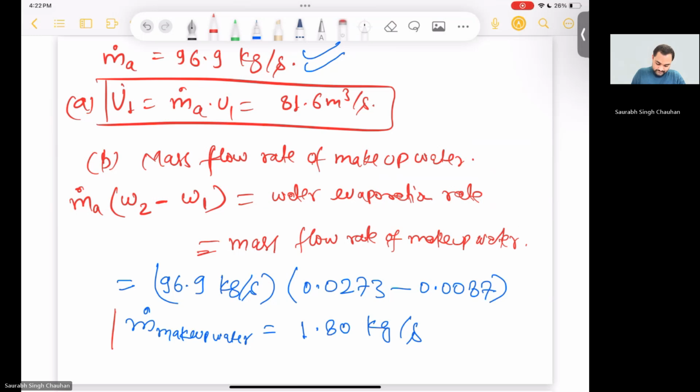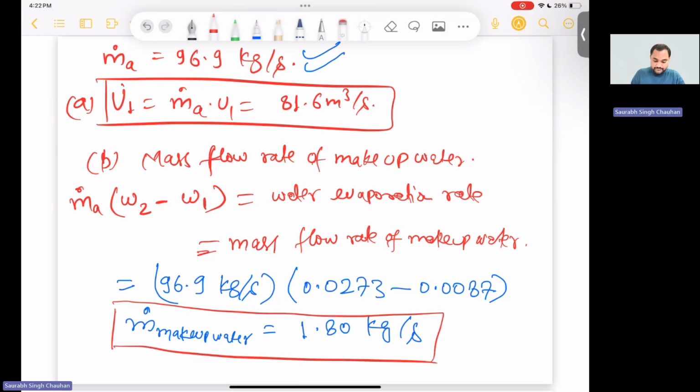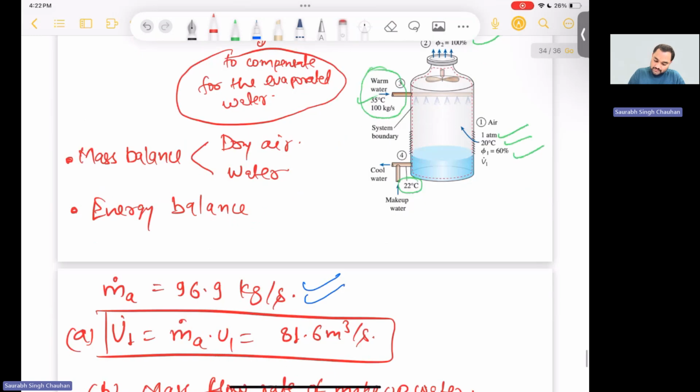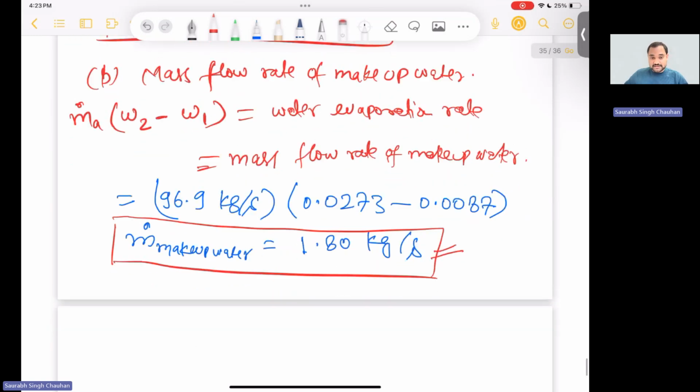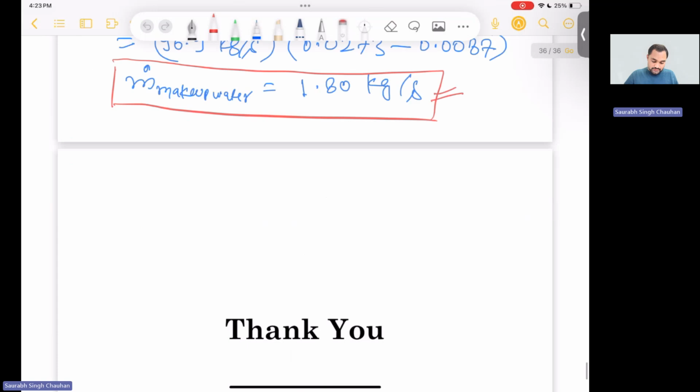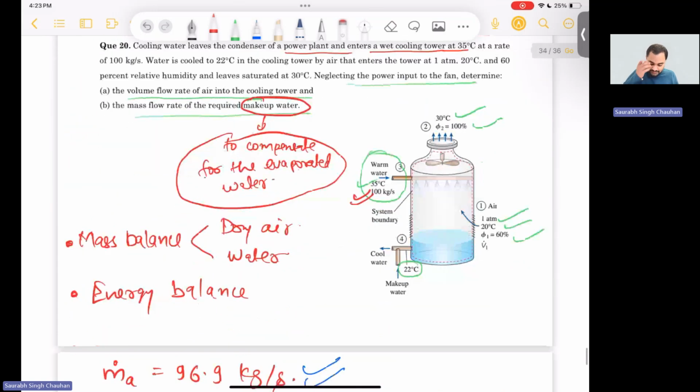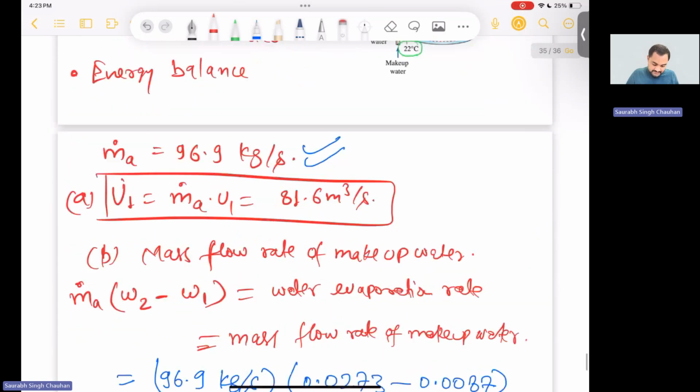So you can see that warm water was coming at the rate of 100 kilogram per second, but makeup water is being added at the rate of 1.80 kilogram per second. So this much water is being evaporated. Around 2% water is being evaporated and 98% water is saved, and that is circulated, recirculated. I'm sorry that I rushed in the last 2 3 questions, but these are the answers.